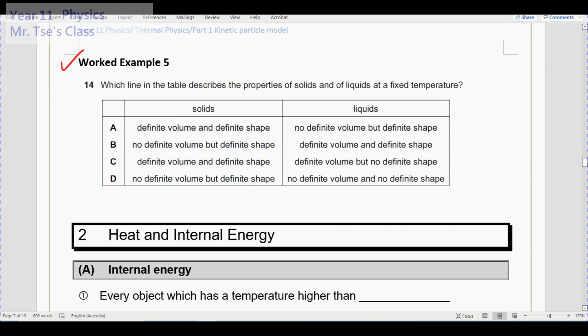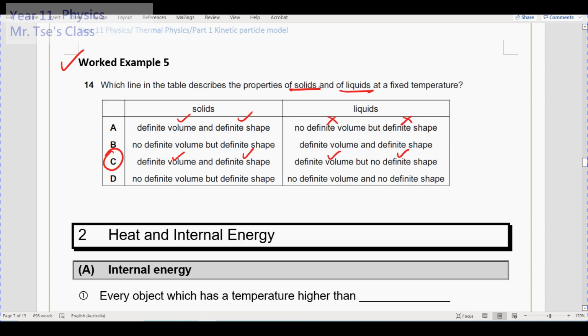Which line in the table describes the property of solid and of liquid at a fixed temperature? So the temperature is the same, but what are the properties of solid and liquid? Solid: definite volume and definite shape. Good. Liquid: no definite volume, but definite shape? No. It should have definite volume, but no definite shape. So this is correct. Definite volume, but no definite shape. So the answer is C.